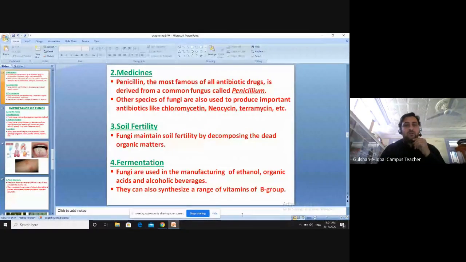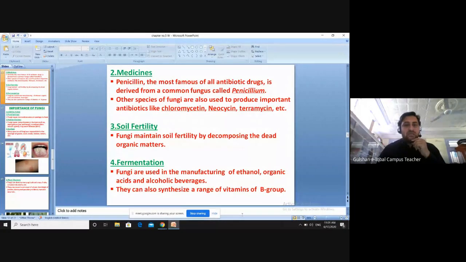Other species of fungus are also used to make important antibiotics like chloromycetin, neomycin, and terramycin. These are all antibiotics, and they are also made from fungus. So fungus is an important product from which we can make antibiotics, drugs and medicines.